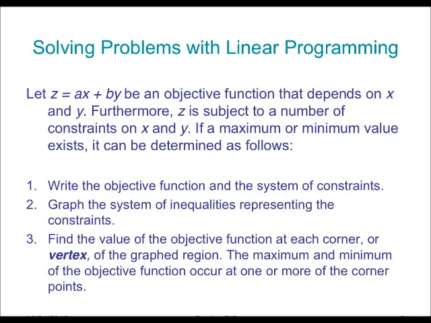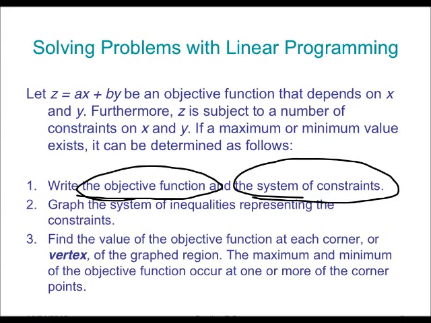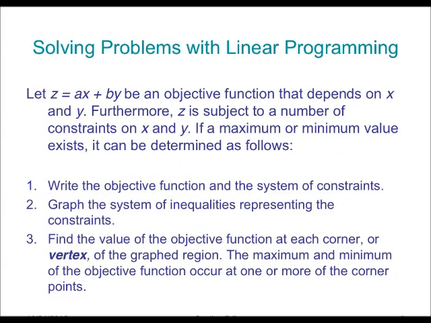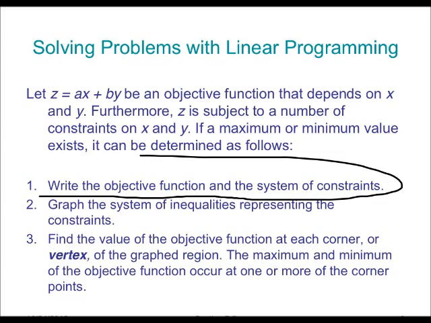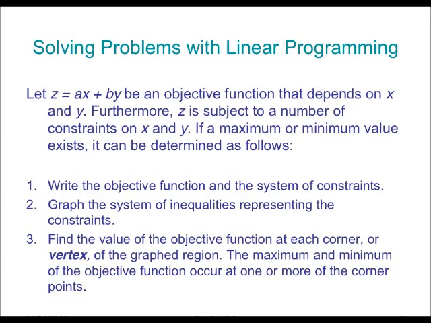So the first thing you have to do is write the objective function and write the system of constraints. Some of the homework problems that I gave you already have the objective function and the constraints written, so you can skip step 1. Some of the homework problems you actually have to do this step. You have to write the objective function and the system of constraints. The second thing you have to do is graph the system of inequalities, the constraints.